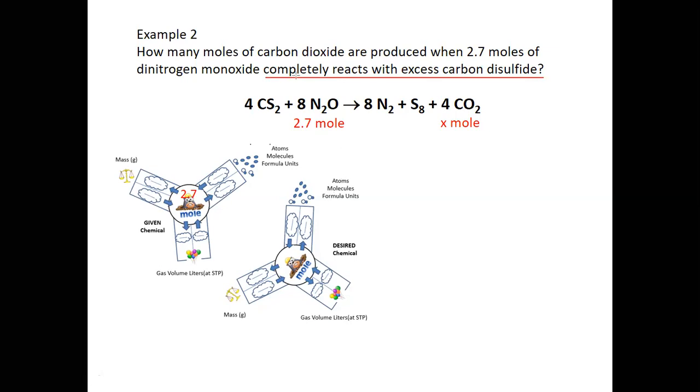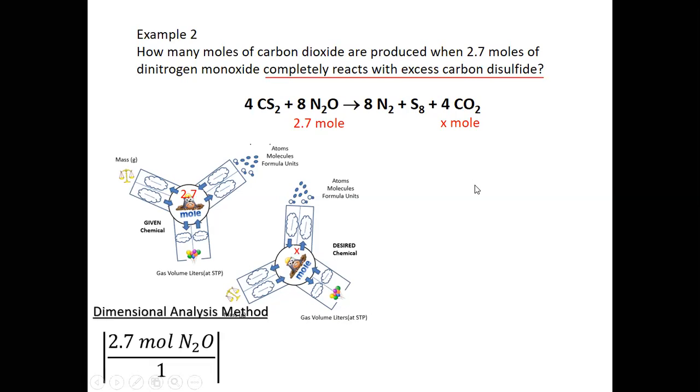Getting back to what we do to set up our dimensional analysis again, we write down the given quantity, the number of moles of N2O. Next, we think about, well, how do we go from moles of given to moles of desired? Just like we did before, there's that road that's missing right here. That road, we like to call that our mole ratio. So we're going to use the mole ratio to turn 2.7 moles of N2O, or dinitrogen monoxide, into some quantity or mole amount of carbon dioxide.